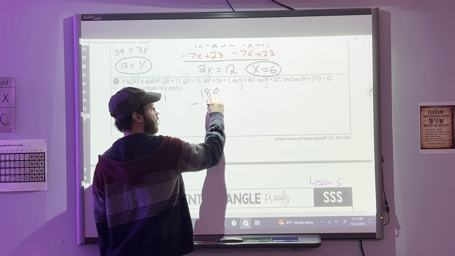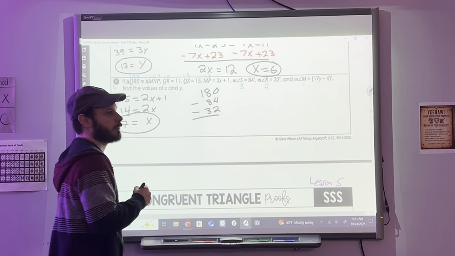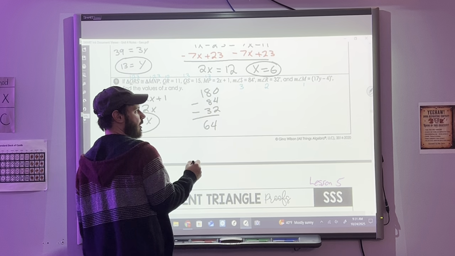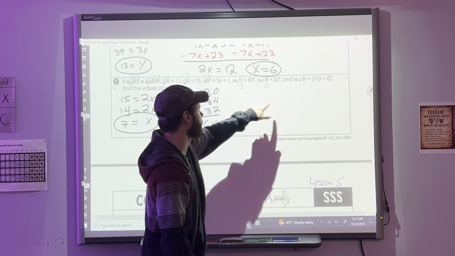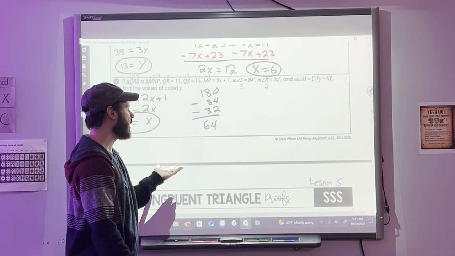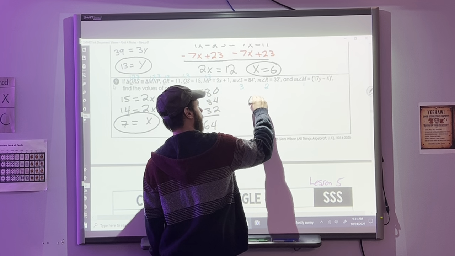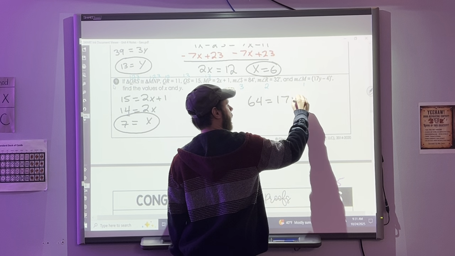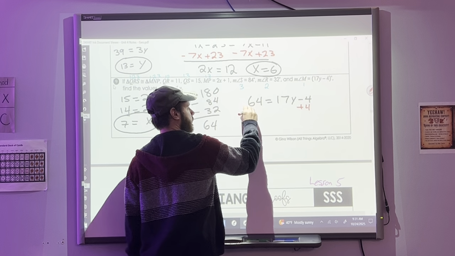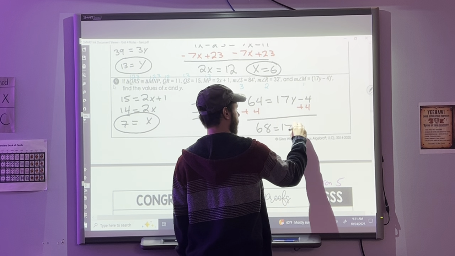180 minus 84 minus 32. Okay, that's gonna be what? 96, 96 take away that is 64. Okay, I have 64, but why did I subtract the 2 and the 3, but I didn't subtract the 1? Because the 1 has the variable. I can't take 17y minus 4 away from this. That would be weird. I don't know how to do that. But I do know that whatever I have left over, that's gonna equal 17y minus 4. It's gonna be the same amount. Add 4. 68 equals 17y divided by 17.